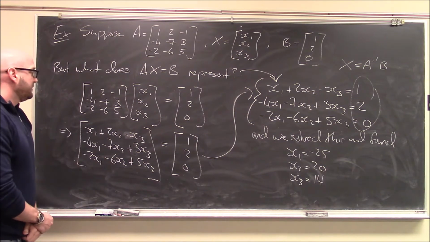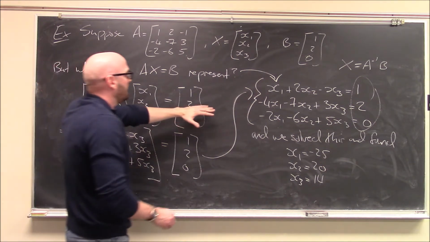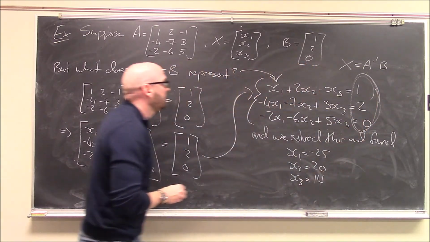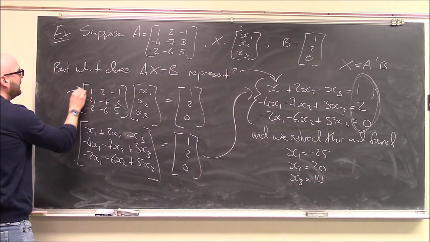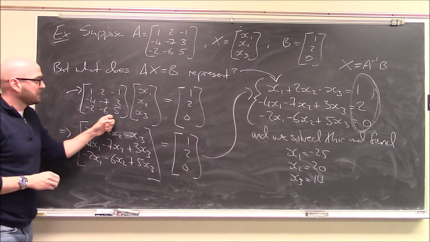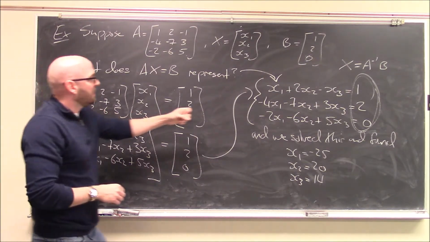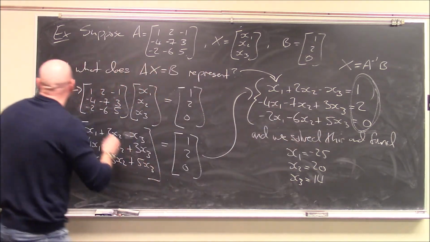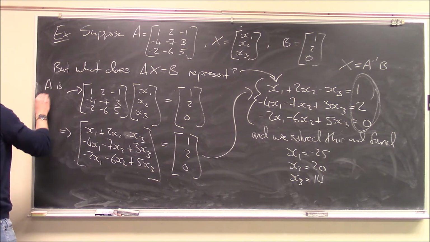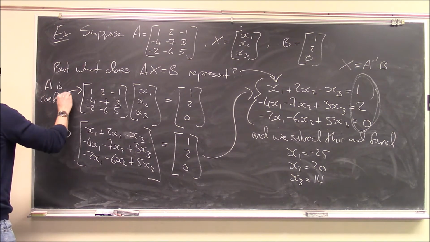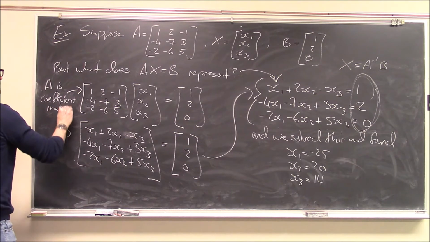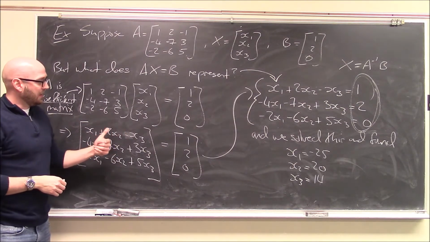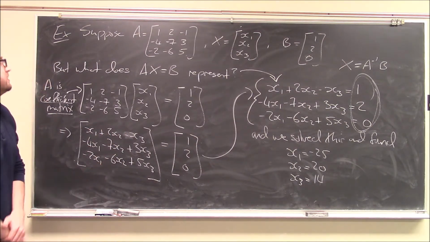So there's the upside. How do you go backwards? B is just everything to the right of the equal sign. And A is usually called the coefficient matrix, because the entries here are just the coefficients of the x variables. All right, so A is what's called the coefficient matrix. It's everything that would be on the left-hand side of the augmentation bar when you're doing your augmented matrix.